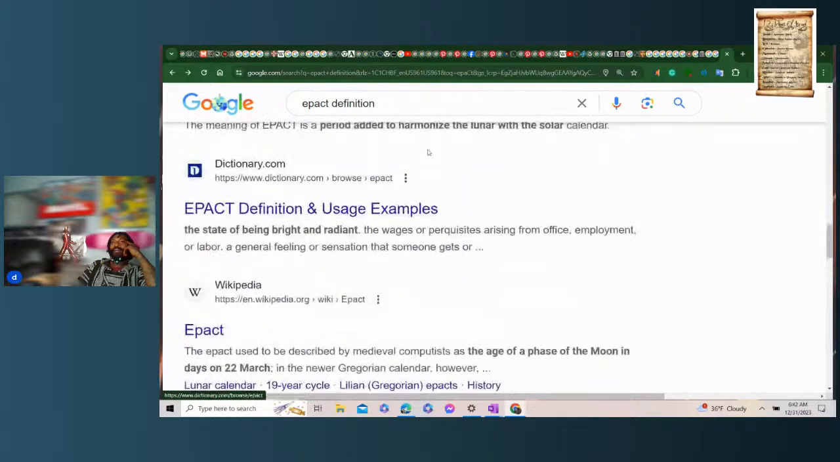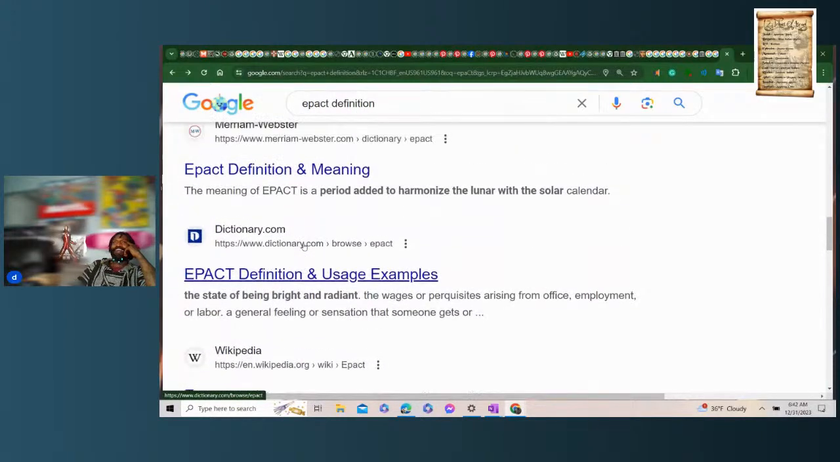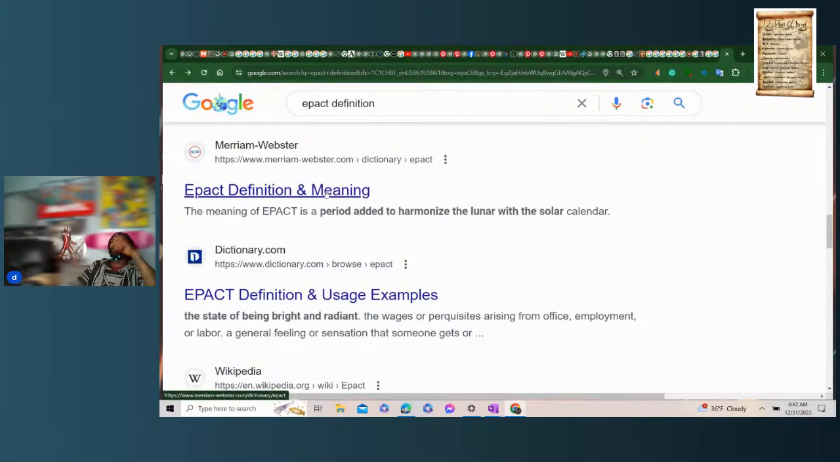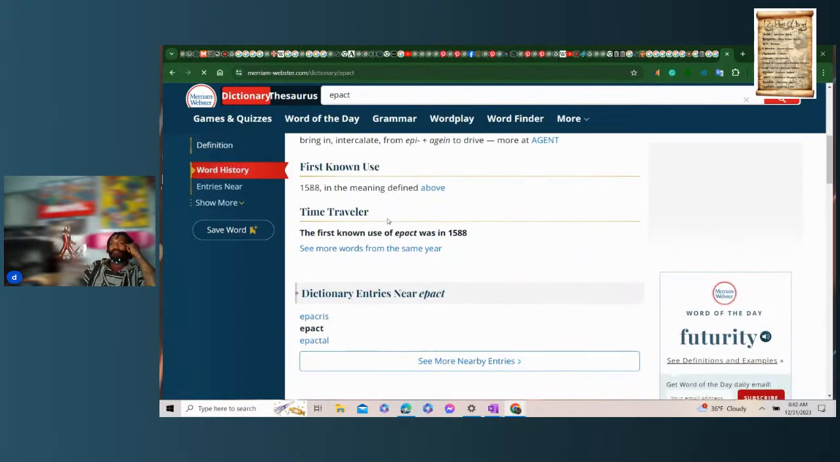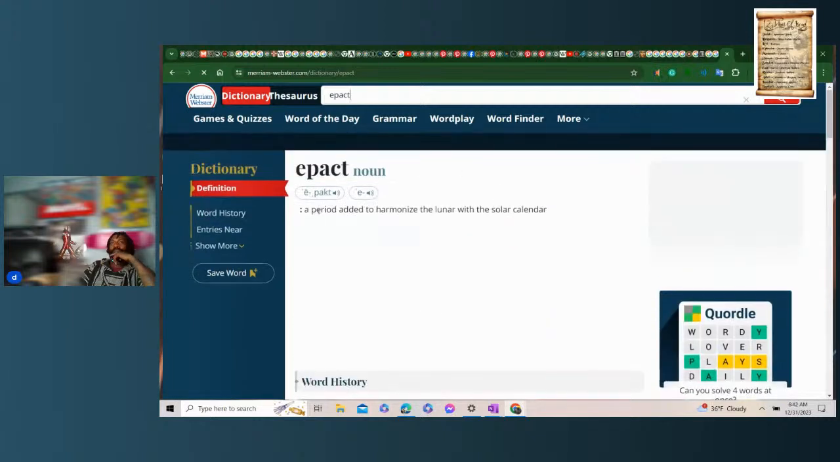Nah, Google changed the definition. Google tried to trick me. Y'all think I'm going to let Google change the definition on me. That's what they did. All right, so let's go hit up Merriam-Webster, see what they say. For epact, it says a period added to harmonize the lunar with the solar calendar. That doesn't give us much.